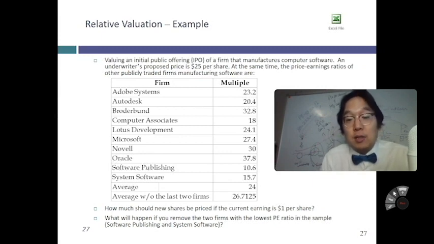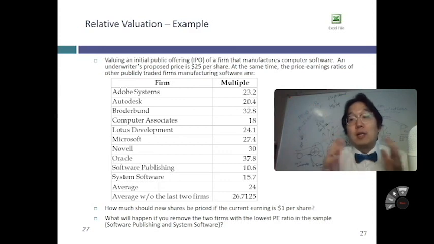Software Publishing, 10.6 times. What's going on over here? Very low. System Software, 15.7 times. So Software Publishing, you can see, compared to Oracle: for each dollar of net income, investors are a lot less willing to pay for Software Publishing in the stock market, whereas for Oracle, people are overly welcoming.